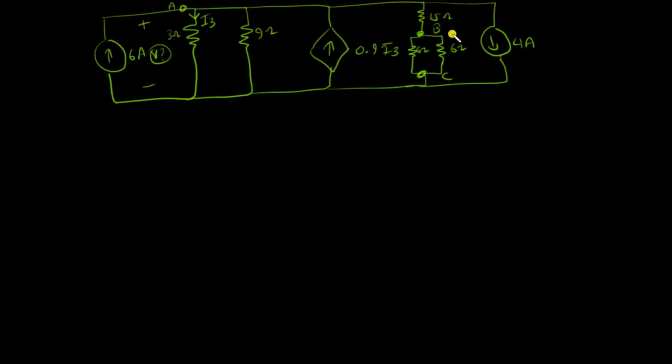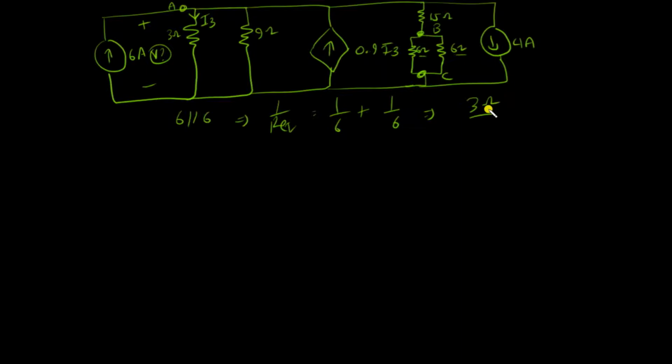Now, let's see if we can find some elements in series or parallel. The first thing to notice is these two 6 ohm resistances are connected between B and C, the same pair of nodes. So the 6 ohm resistance is parallel with the 6 ohm resistance, and we can find the new overall resistance by this formula, which is 3 ohms. Whenever two equal resistances are connected in parallel, the overall resistance decreases.